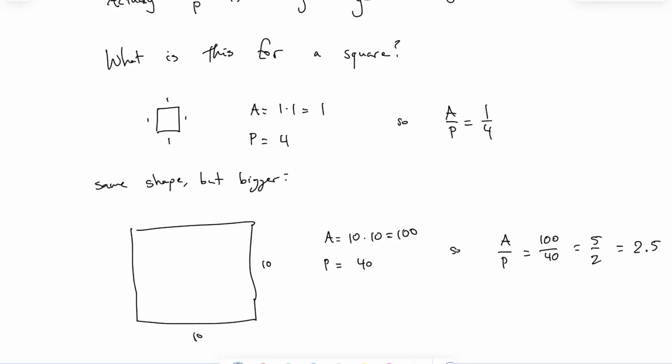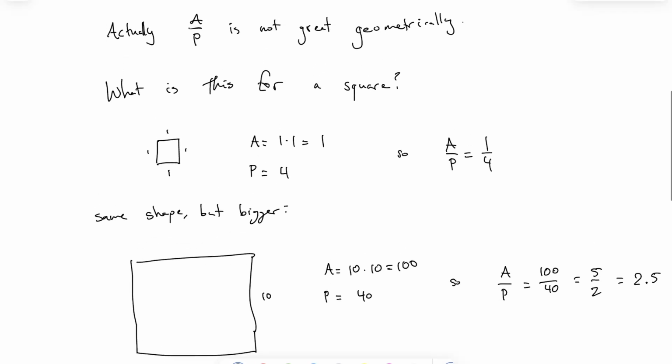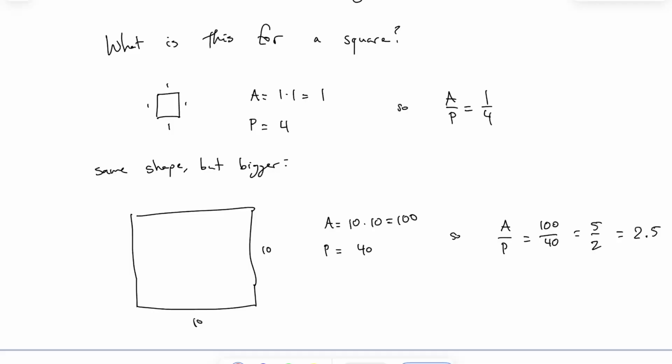Anyway, what I'm trying to indicate here is that we got different answers both times, and this is why I say this fraction A over P is not great geometrically. What I mean by that is you can take the same shape and get 2 different answers just depending on how big it is, and this is not an ideal situation. We would like for this fraction to give the same answer no matter what size the shape is. I'm trying to measure how weird the shape is. This is just not a good measurement for that because I'm getting 2 different answers for the same shape.